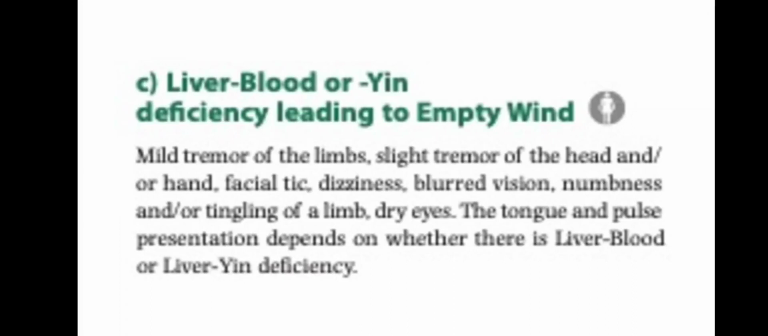If it is due to liver blood or yin deficiency leading to empty wind, there will be mild tremor of the limbs, slight tremor of the head and/or hand, facial tic, dizziness, blurred vision, numbness and/or tingling of the limb, and dry eyes. The tongue and pulse presentation depends on whether there is liver blood or liver yin deficiency.